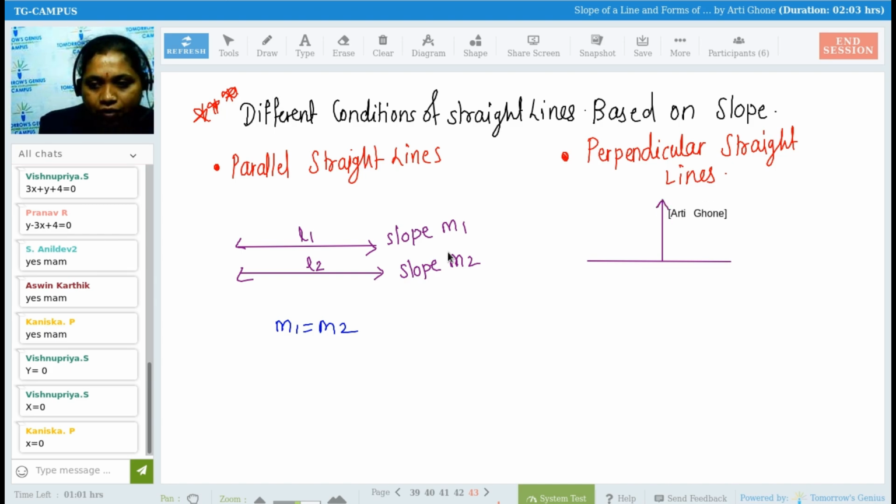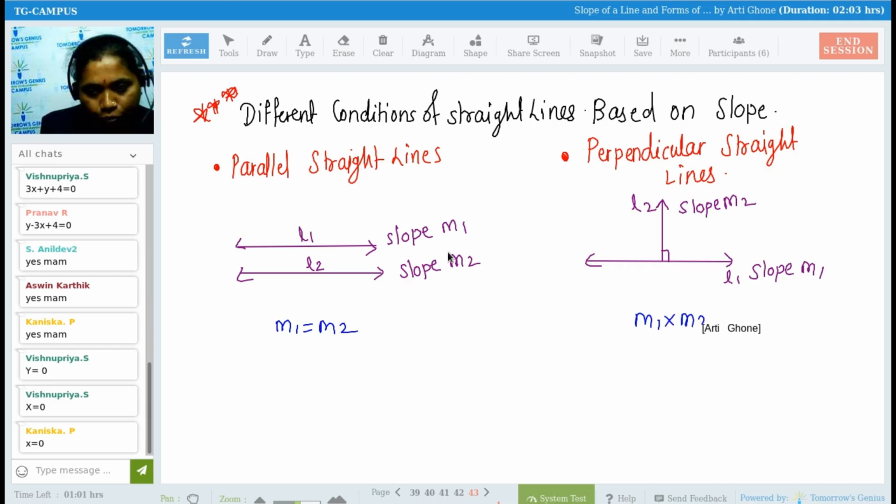Now similarly, if L1 is having a slope M1 and L2 is having a slope M2, then what is the condition over here? The slope of L2, that is the M2 value, can be directly calculated. Either you can remember it this way or this way: M1 into M2, the product of slopes, is minus 1. Or the M2 value is minus 1 by M1, the reciprocal of this. These two are extremely important formulas. Clear?